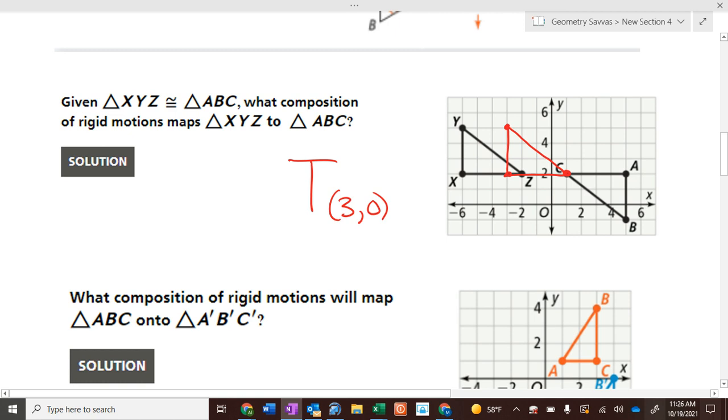Since this is a straight line, how far is that rotation going to be? 180 degrees. Now rotation is a small letter R. Reflection is capital R, rotation is small r. So it's a rotation of 180 degrees around point C. We go not around the origin, but around point C. We rotate 180 degrees, and that maps it.